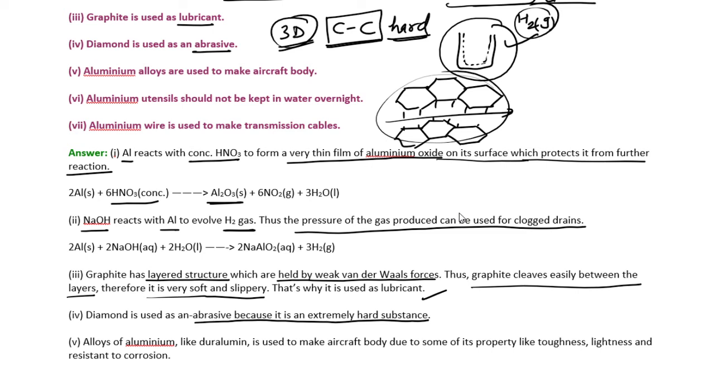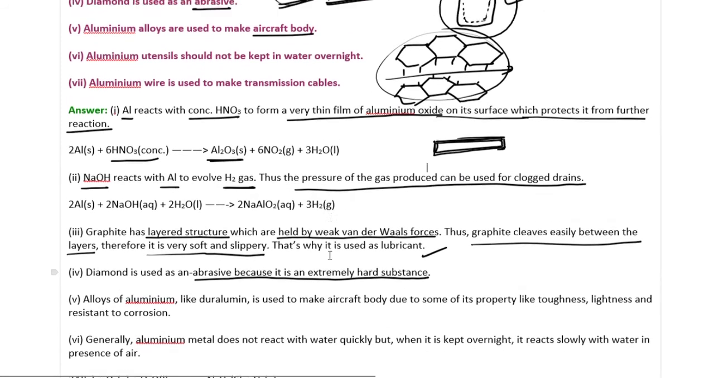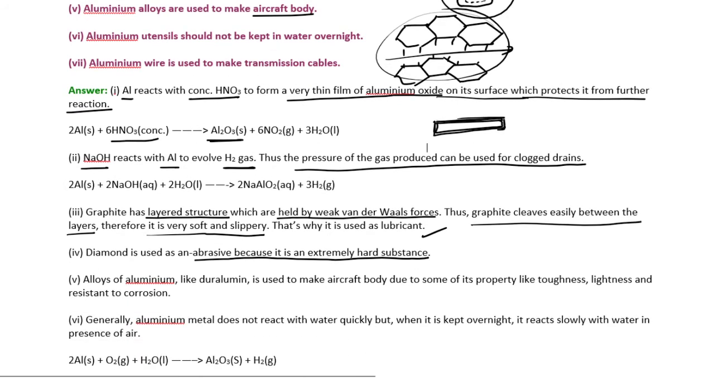Aluminium alloys are used to make aircraft bodies. Why is it so? It is because of its light weight, it is tough, and it is resistant to corrosion, because on the aluminium there is a formation of a thin layer of aluminium oxide, and therefore it cannot be corroded. That's why it is used to make aircraft bodies. See, alloys of aluminium like duralumin are used due to properties like toughness, lightness, and resistance to corrosion.